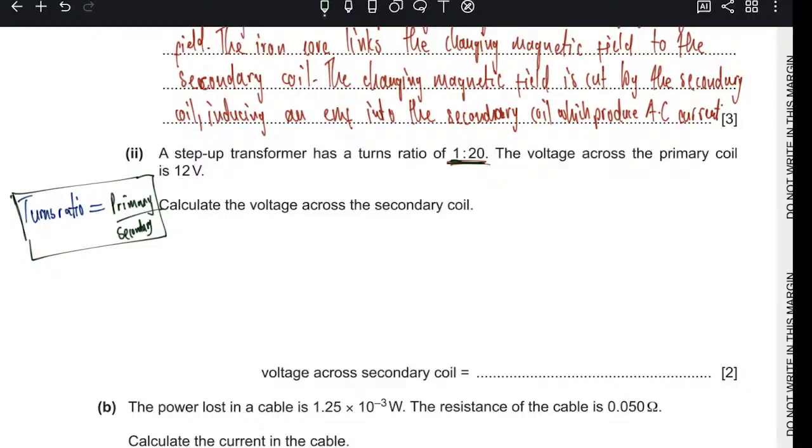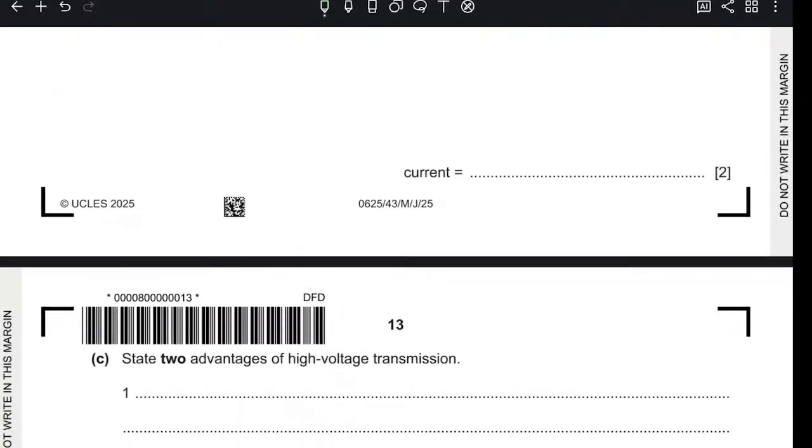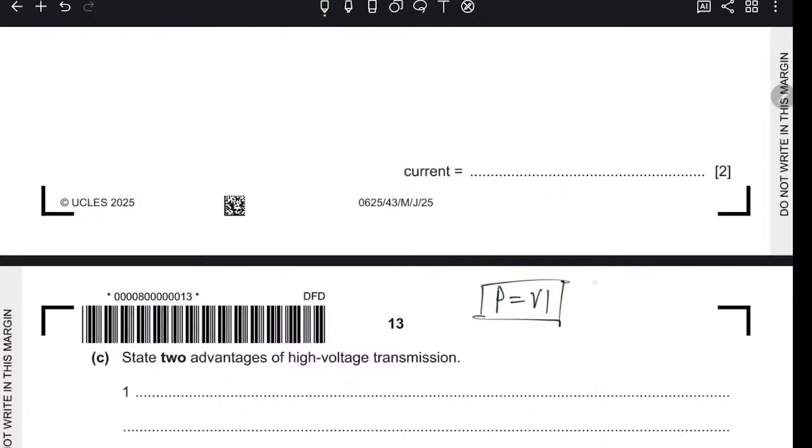For transformer calculations, we must know that P is VI. You end up saying power at the primary is equal to power at the secondary, which means VP IP is equal to VS IS, because power is VI. So you should know this.